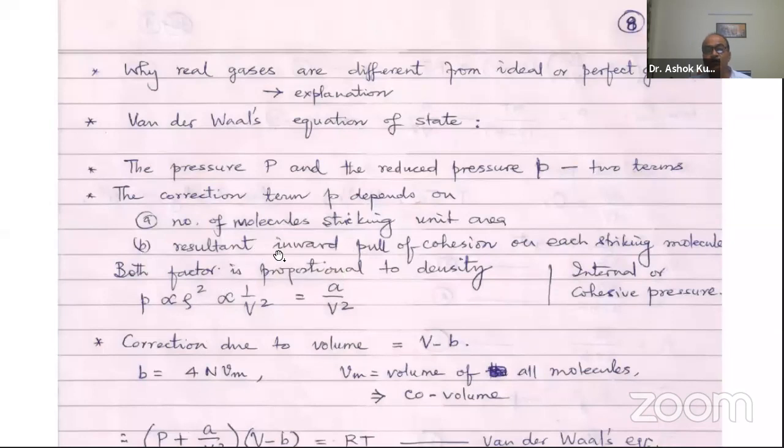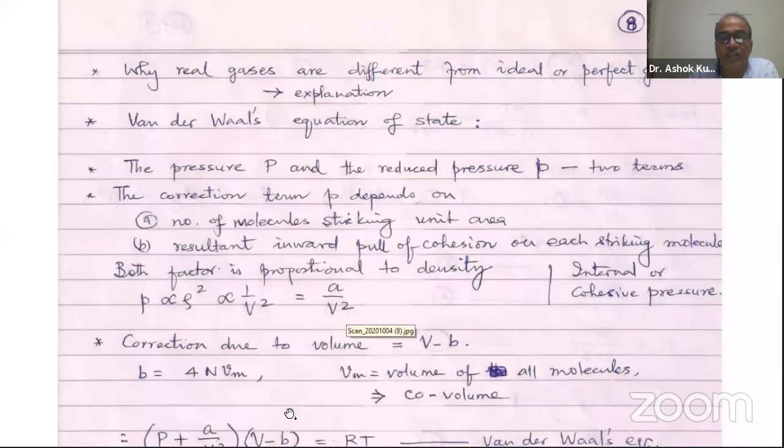The further cause is also due to density. So finally, P is proportional to density square, which is equal to 1 by V square. Meaning, because the total mass is constant, it is directly proportional to 1 by V square. So we give it as a constant A by V square. That means A is a constant which is called the van der Waals A constant. So now there should be a correction in P with this additional term. So P should be replaced by P plus A by V square.